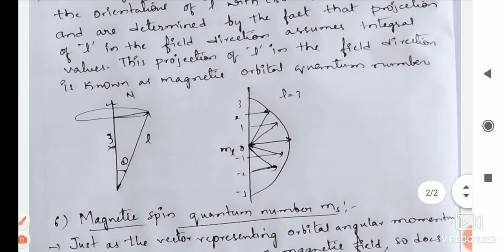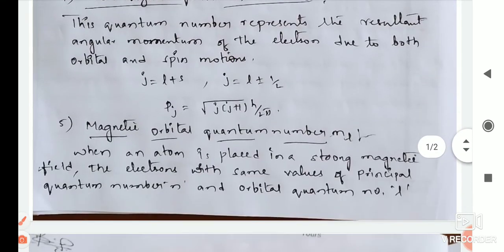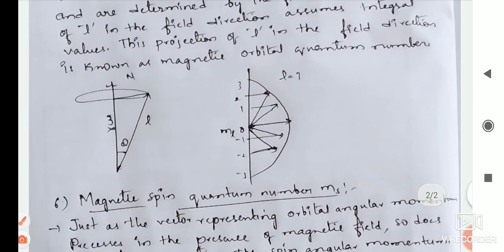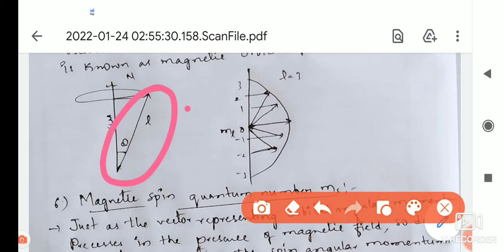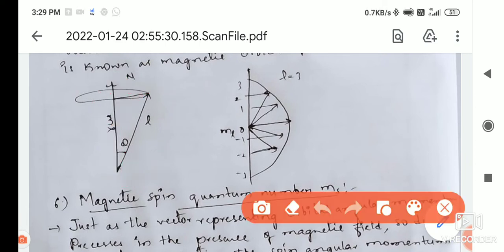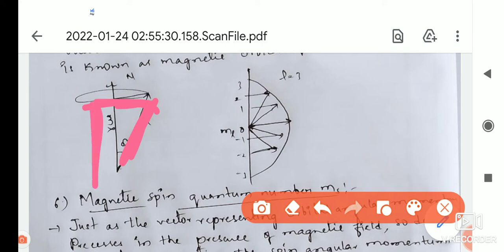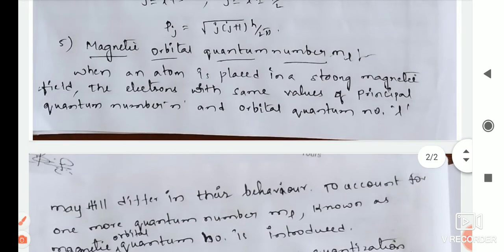What is the magnetic orbital quantum number ML actually? It is the projection of L. When the atom is placed in a magnetic field, the orbital angular momentum makes some angle with the applied direction of the magnetic field, and it rotates about that magnetic axis. The projection of L on this axis is represented by ML. So the projection of L is our magnetic orbital quantum number ML.